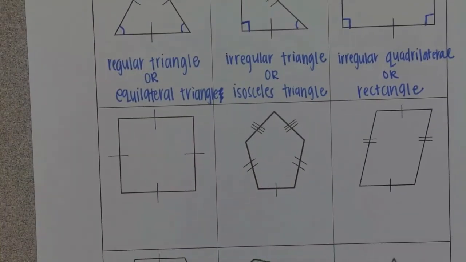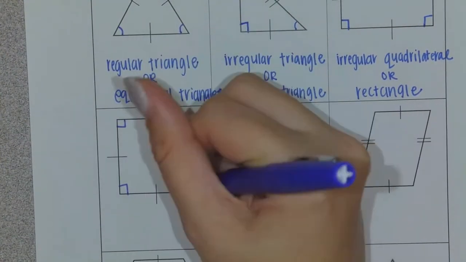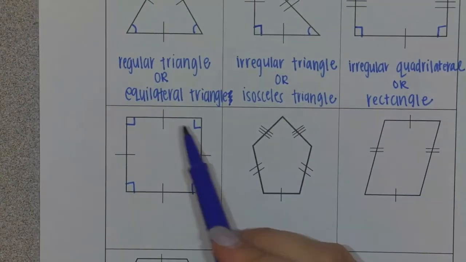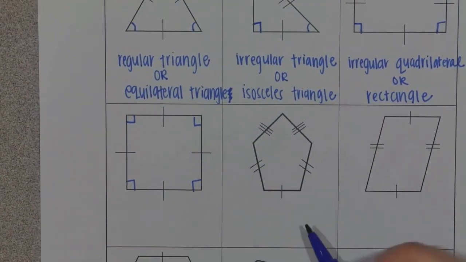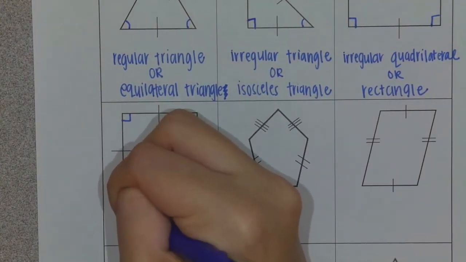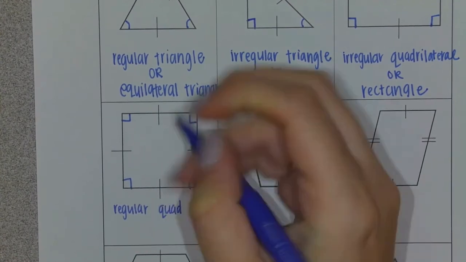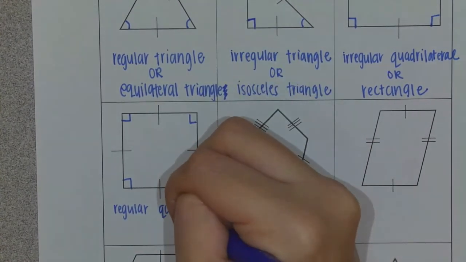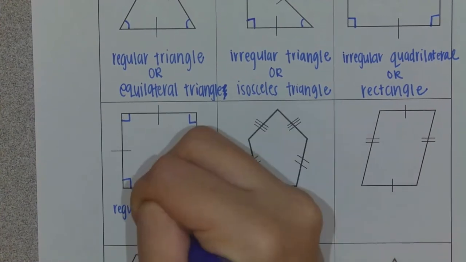All right, moving on to our next one. All four of my angles are going to be right angles. So when I look at this, all of my angles are the same. Every side has exactly one tick mark in it, which means they are all congruent. So this is a regular quadrilateral. But we know a shape that has all four sides the same, all four angles are right angles, is also called a square.